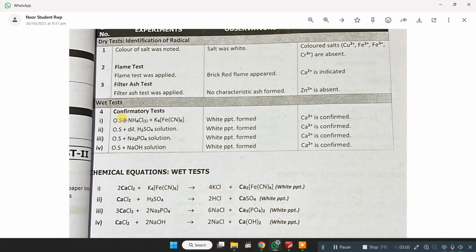add up the original solution. The solution containing the salt is actually the salt containing calcium ions, so that is why we term it as the original solution. And we are adding up another salt, that is ammonium chloride, and also potassium hexacyanoferrate.